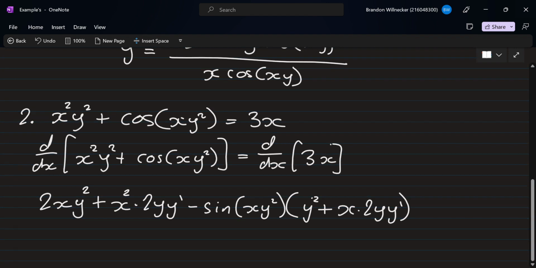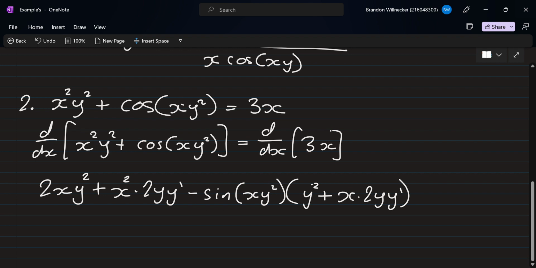Okay, so a little bit more difficult, but if you just keep track of what you need to do, it's not so bad. Then the derivative of 3x, that's just going to be 3. Okay, so that is all the derivative done. What we need to do now is solve for y prime, and that is just a bit of algebra.